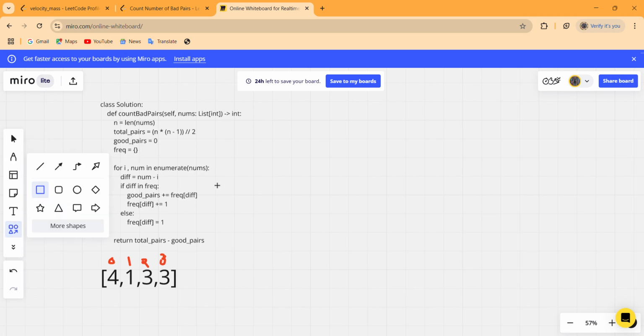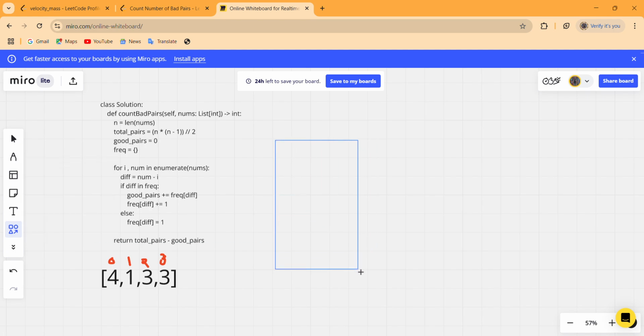So the dictionary will look like this. Let us assume this is an empty dictionary initially. For every i, num in enumerate nums, that means i is the index and num is the number at that index, and the difference is calculated. This time the difference is num minus i, that means 4 minus 0. So for the first iteration, the difference is num minus i, that is 4.